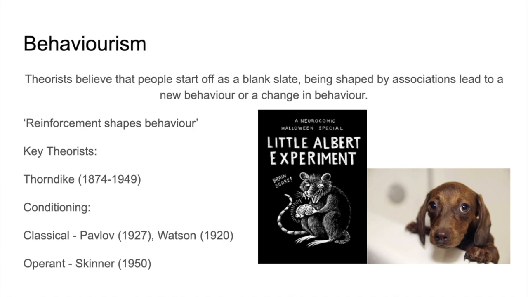There are two types of conditioning within behaviourism, classical and operant. Classical conditioning refers to a learning process that occurs when two stimuli are repeatedly paired. A response, which is first elicited by the second stimulus, is eventually elicited by the first alone. Pavlov and Watson both conducted classical conditioning.